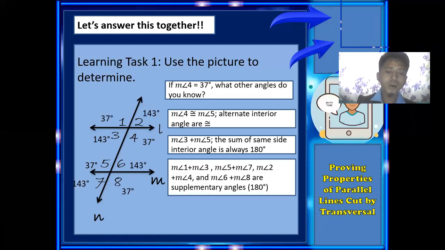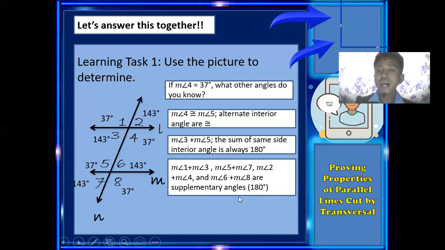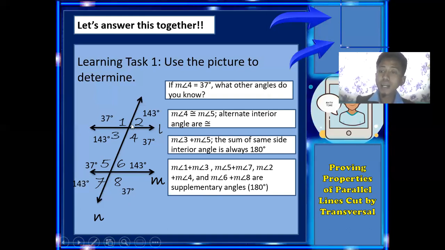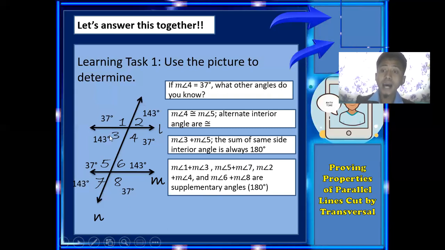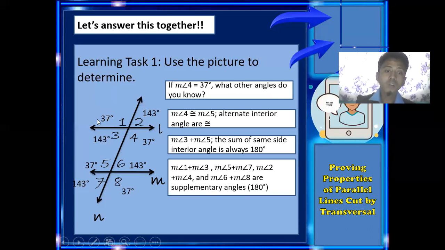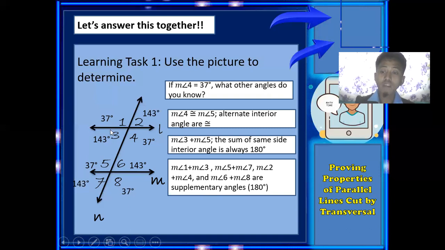Then next, here is the concept of supplementary angles. For example, angle 1 plus angle 3, they are supplementary. What is supplementary? They create a linear pair. What is a linear pair? The sum of their angles is 180 degrees. For example, if this is 37, we need 143 degrees here, so we can have 180 degrees in total, because supplementary angles are a set of angles wherein when you combine them together, the sum is equal to 180 degrees.